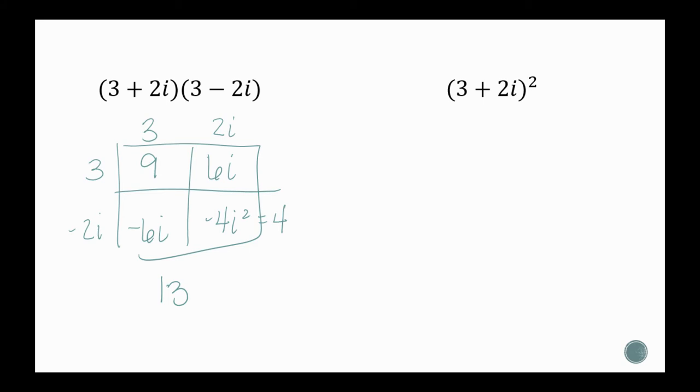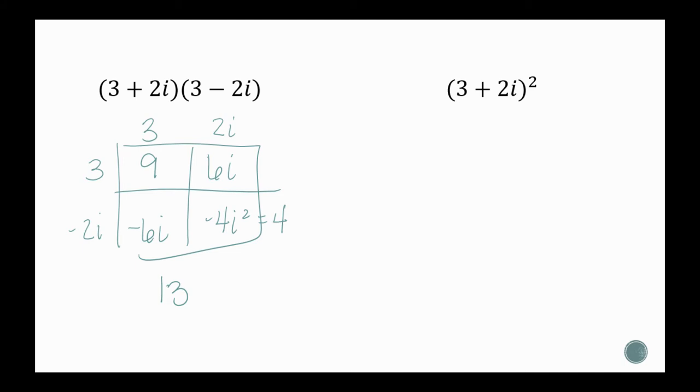Okay, tell me if I did it right. Are you sure there's no i's here? Yeah, because the positive 6i and the negative 6i cancel each other out, right? So then we have 9 plus 4, because negative 4i squared is positive 4, which gives us 13.